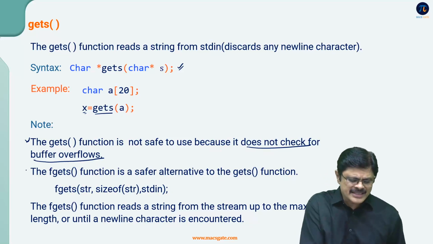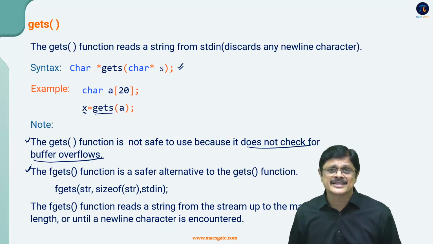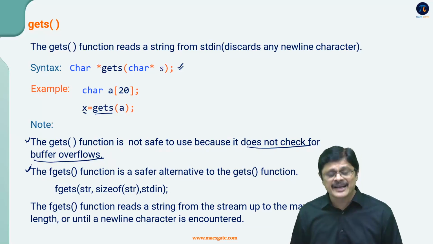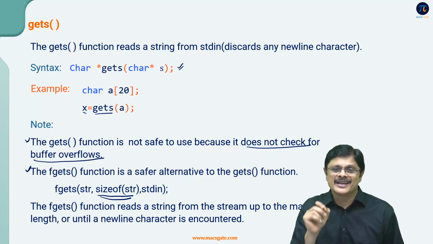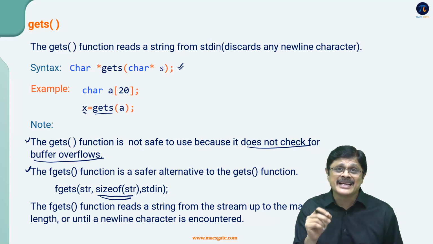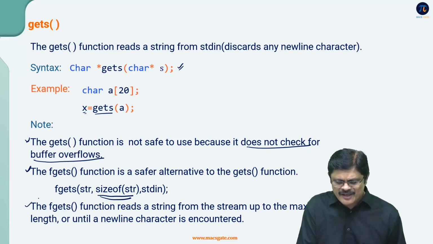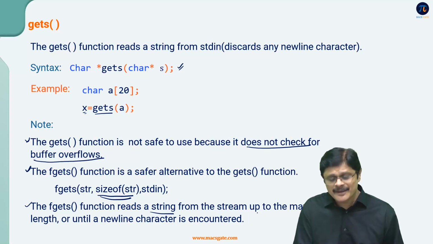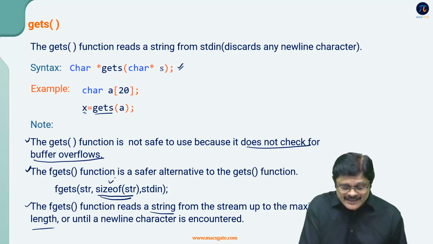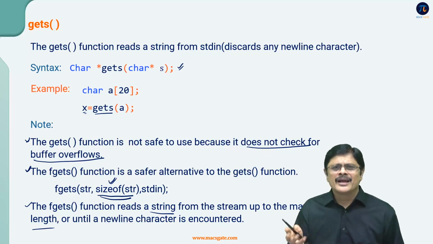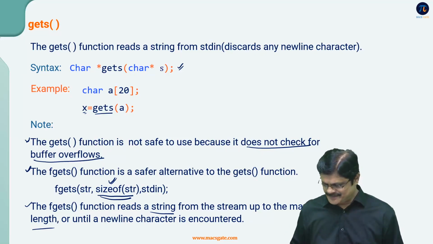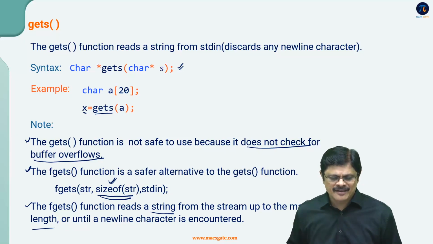Of course there is a safer variant of this gets function, which is called fgets, which lets you give the maximum size which you can enter. So people generally use it instead of gets, because gets is very unsafe. The fgets function reads a string from the stream up to the maximum length, or until the newline character or end of file is encountered. That is about fgets, my dear.